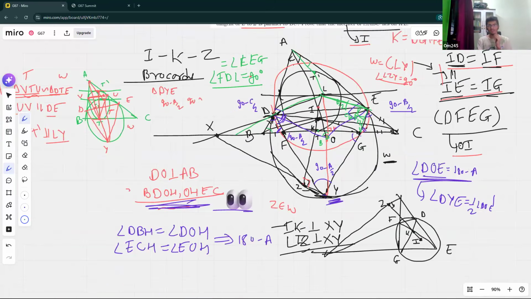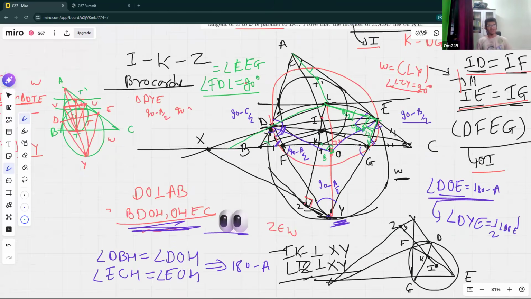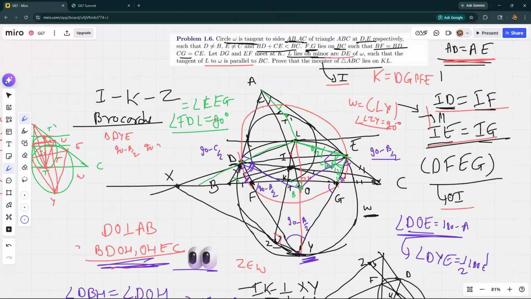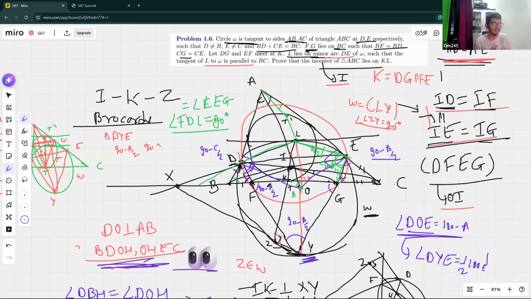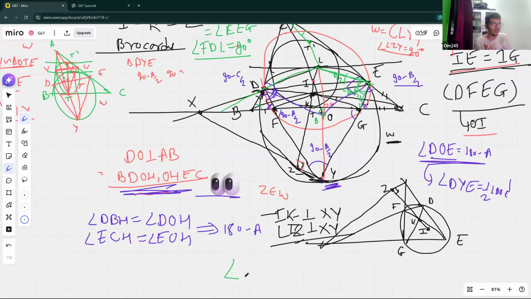Yes. Okay. Does everyone understand the problem? The angle chase finishes when we realize that LY is the diameter. Can you explain the end of the problem when we realize that LY is the diameter? Yes. So LY is the diameter, and by Brocard we know angle LZY is equal to 90. That implies Z lies on omega, right?